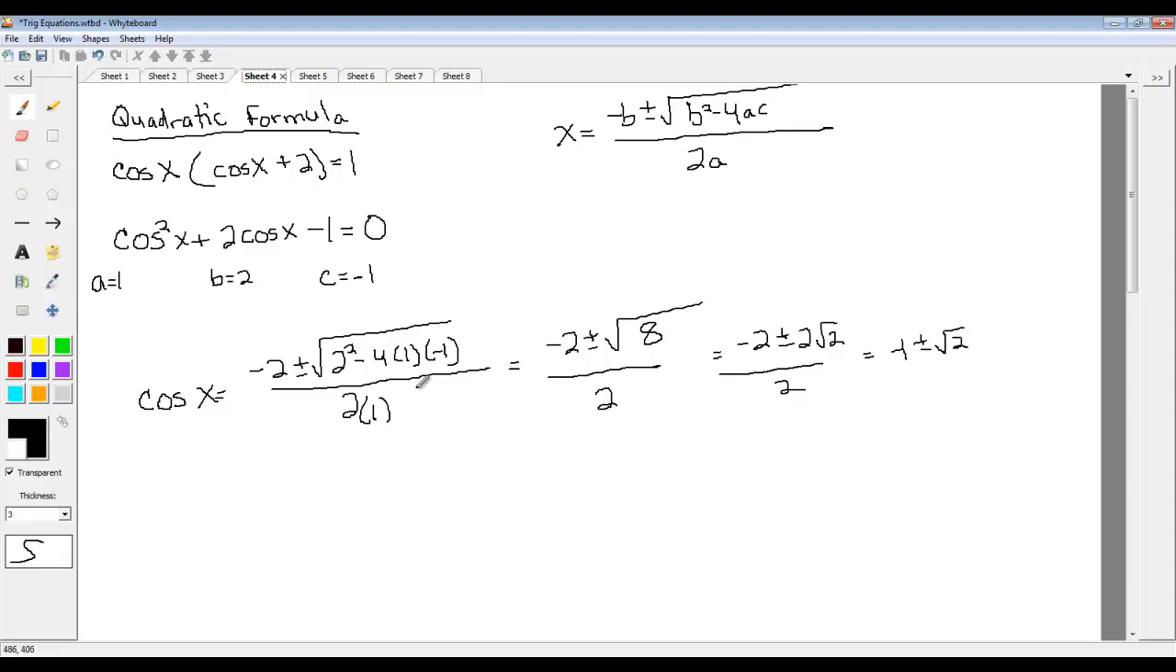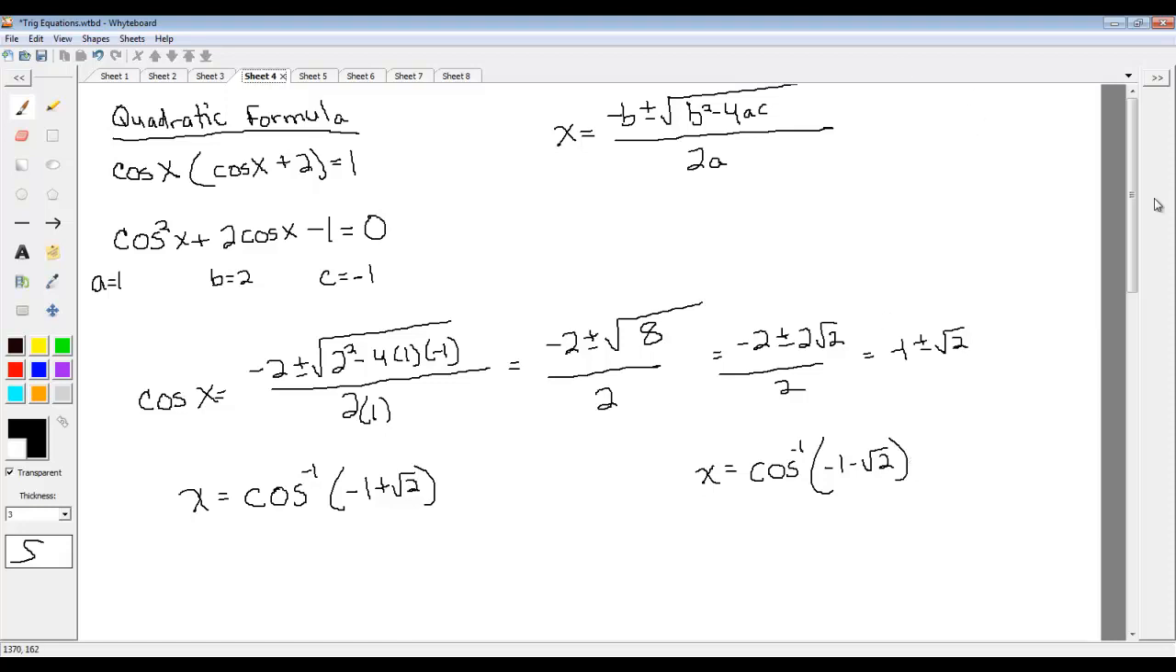Now cosine equals that. So x equals the inverse cosine of negative 1 plus square root of 2. x equals inverse cosine of negative 1 minus square root of 2. And we've got to see what happens from there.